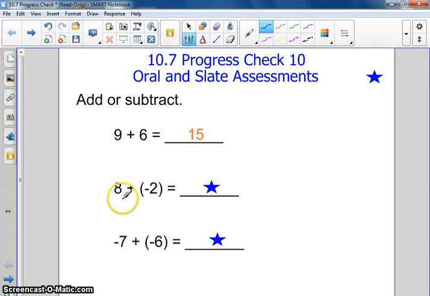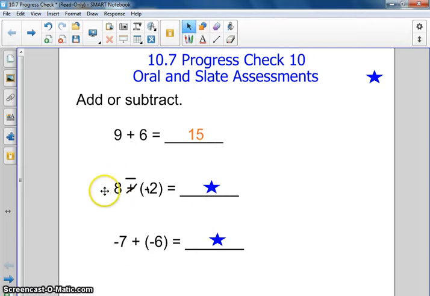But what happens when we have a positive and a negative number? Well, it might be easier to think of this as 8 minus a positive 2. So, which number was our bigger number? The 8. And was this positive or negative? Well, it was positive. So what's our answer going to be? Our answer is going to be a positive number as well. So 8 minus 2 is 6.